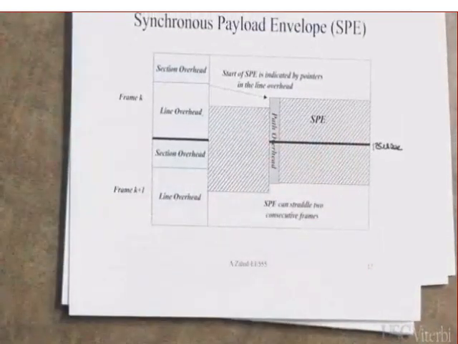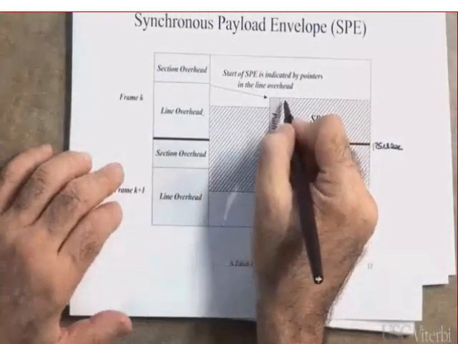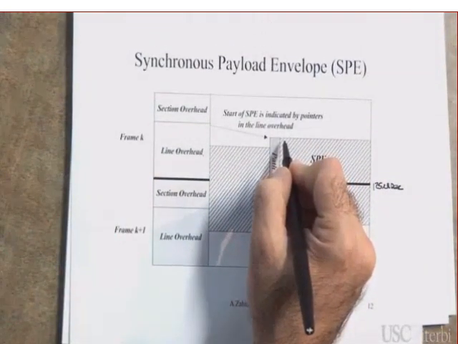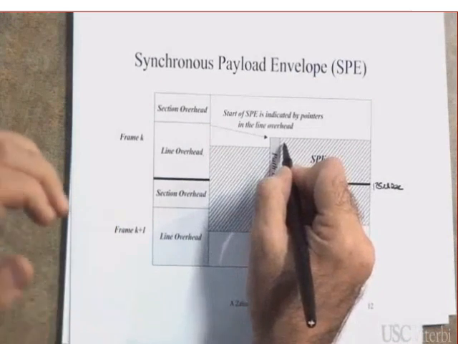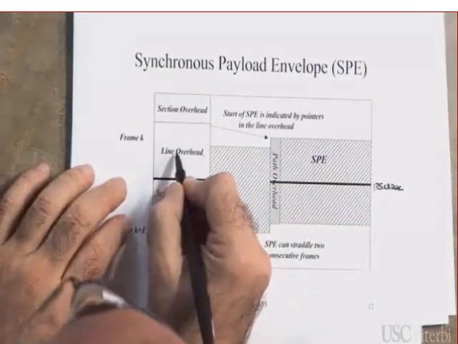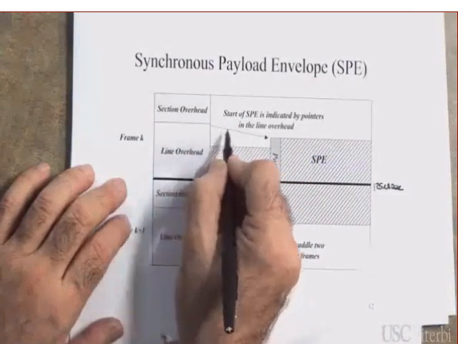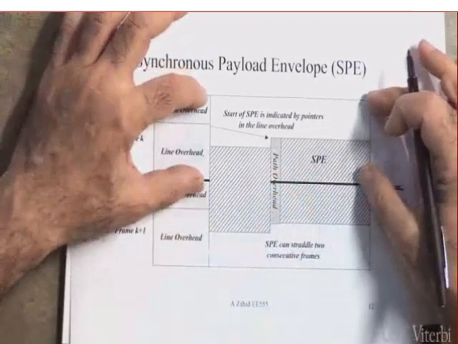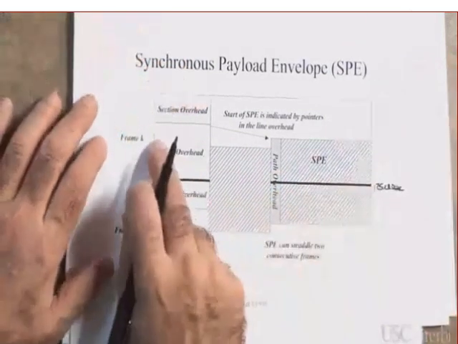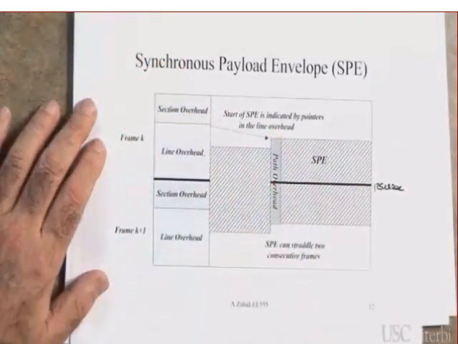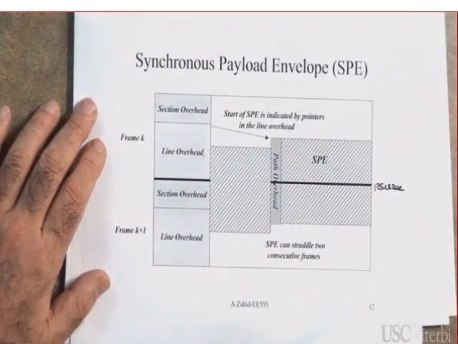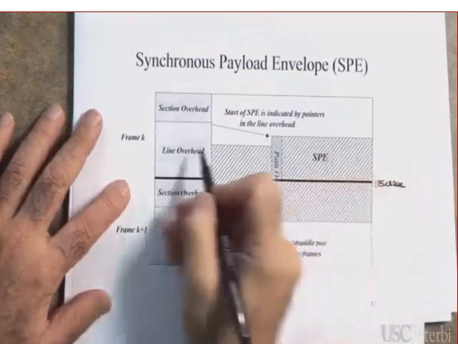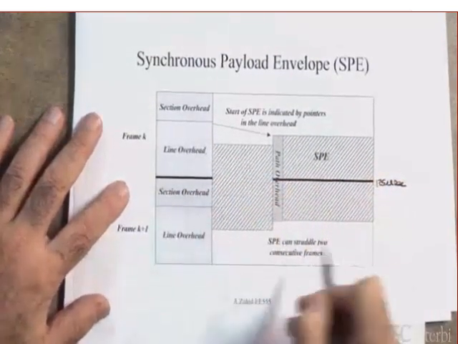How does the equipment know that it's starting here? How does the SONET equipment, for example, the line equipment, know? In the header, in the line overhead, there is a pointer pointing toward the location in here. Think about this as a matrix. The pointer points toward this row and this column. That's the start of the payload. And then you move this way, this way, and so on.